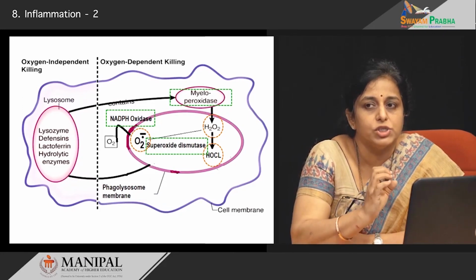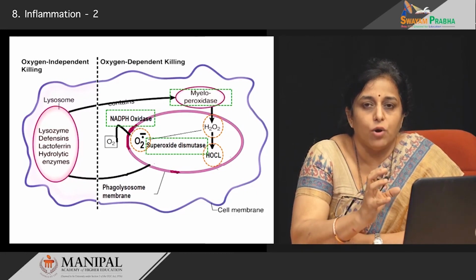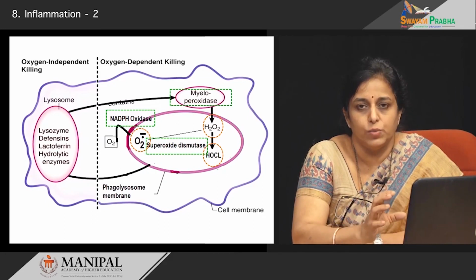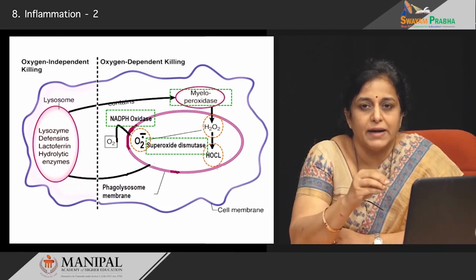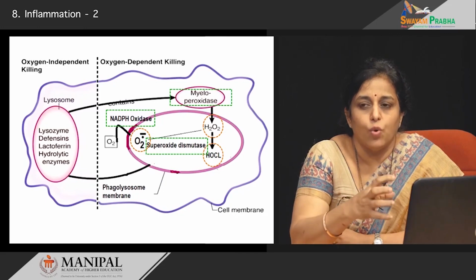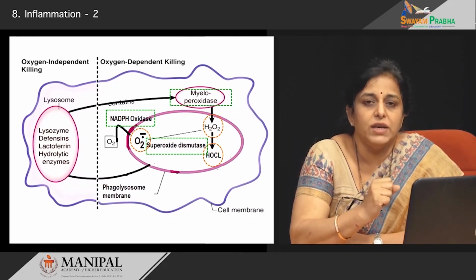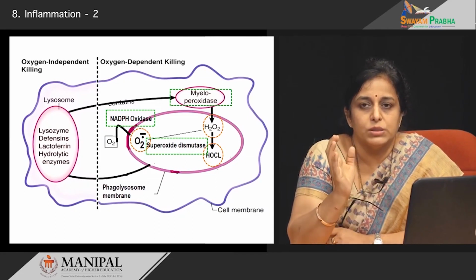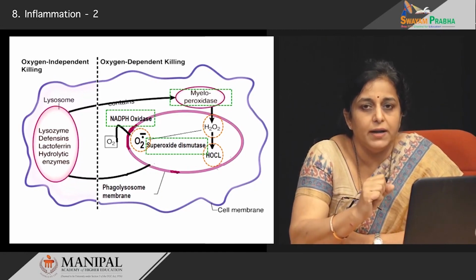Now, let us look at the oxygen independent killing. Oxygen independent killing involves the various toxic substances and enzymes which are present within the lysosomes, which include lysozymes and defensins. These defensins form pores on the bacterial cell wall, causing increased water entry and bacteriolysis. Lactoferrin is another substance within the lysosome which is toxic, and there are various other hydrolytic enzymes. So, there is oxygen independent killing and oxygen dependent killing. However, oxygen dependent is a very powerful bactericidal mechanism.